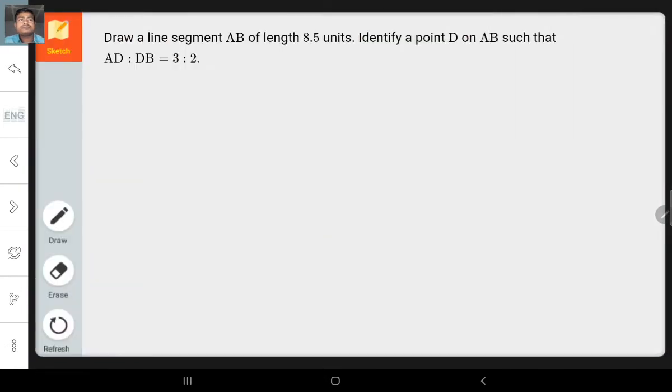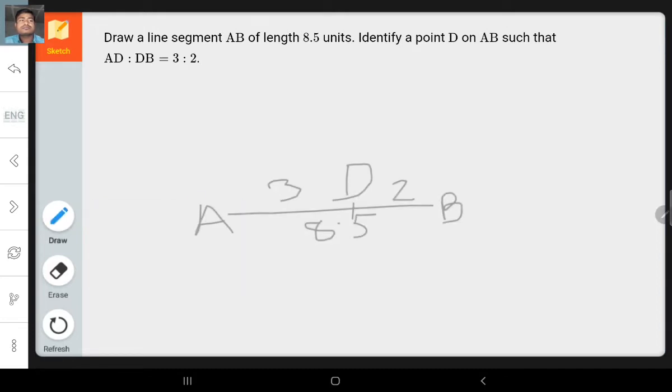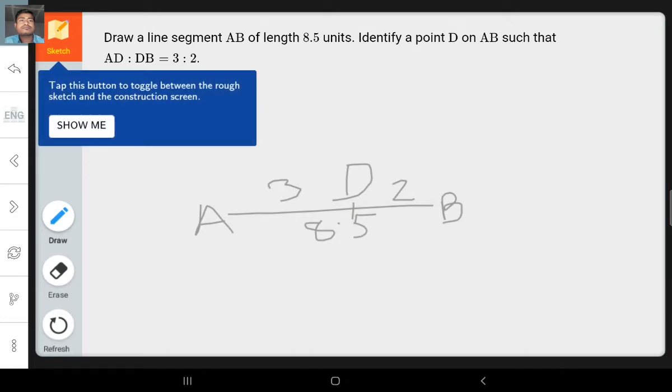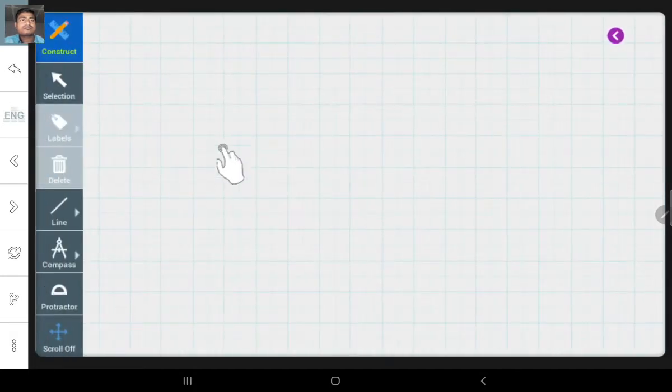Let's draw a line and divide it into the specified ratio. A rough figure gives us an idea of the line segment we have to draw and the ratio in which we have to divide it. Use the line tool to draw a line segment of length 8.5 units.